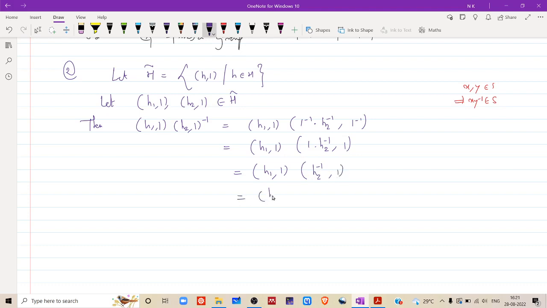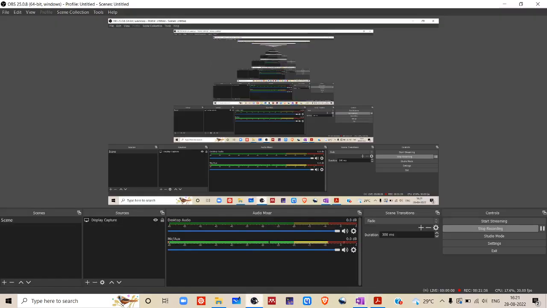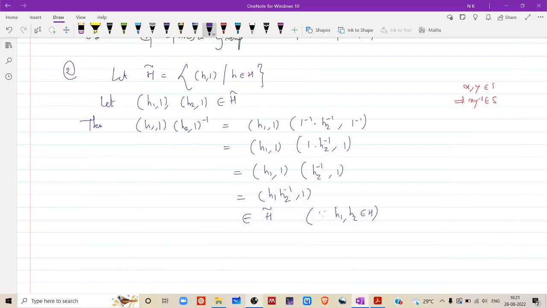So this is equal to (h1 h2 inverse, 1), but h1 and h2 are both in H, right, so h1 h2 inverse also belongs to H. So this particular element belongs to H tilde, right? Let me write the reason: since h1 and h2 both belong to H, this h1 h2 inverse belongs to H, and this clearly means that H tilde is a subgroup, right? Now let me establish the isomorphism between H tilde and H.